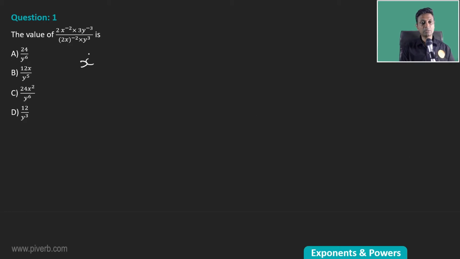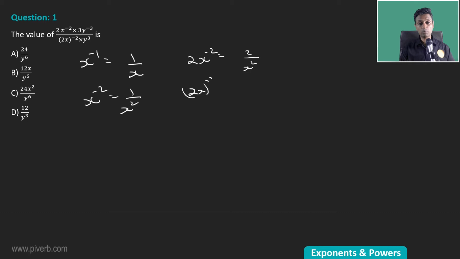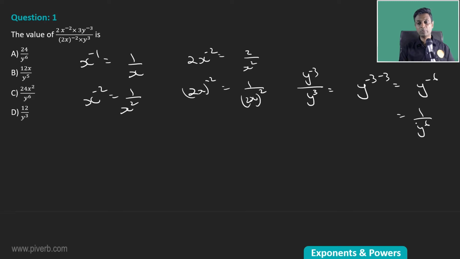Fine. So x power minus 1 is 1 by x. X power minus 2 is 1 by x square. 2x power minus 2 is 2 by x square. 2x whole power minus 2 is 1 by 2x the whole square. Y power minus 3 is 1 by y cube. Y power minus 3 minus 3, which is y power minus 6, which is 1 by y power 6. X power minus 2 by x power minus 2 is 1.